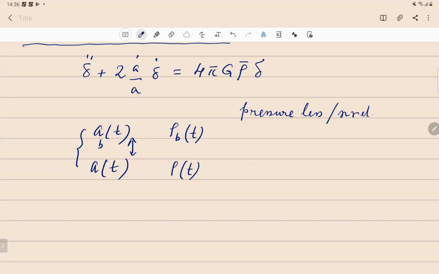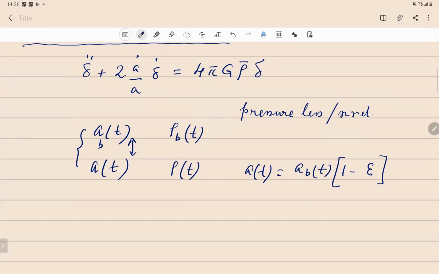So we can write this A of t as A background of t times, say, 1 minus some epsilon. And this epsilon is, of course, a function of time, and this epsilon is a small perturbation to A. So you can immediately see this is basically delta A by A background. Okay, so that is what epsilon is.